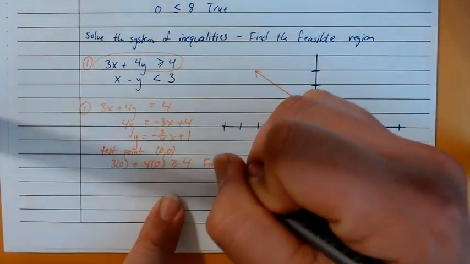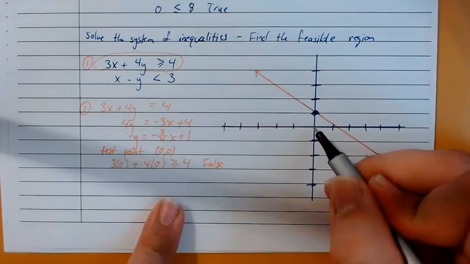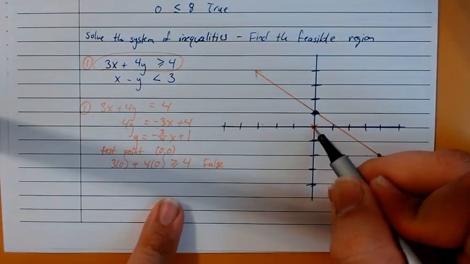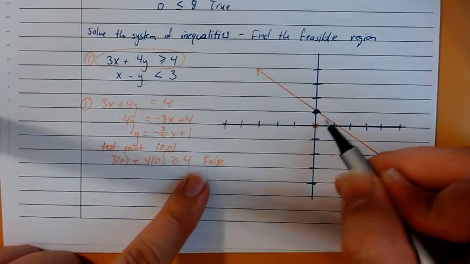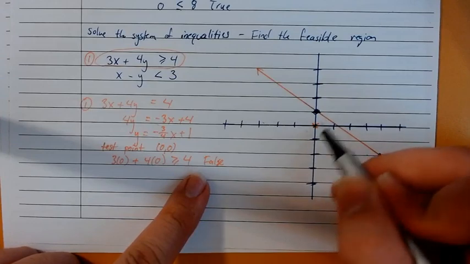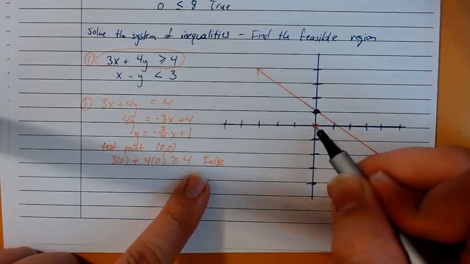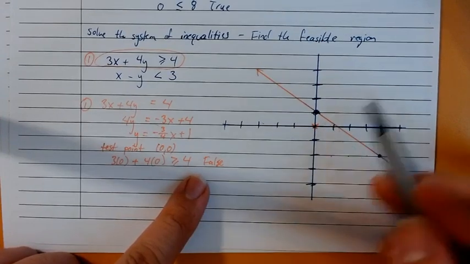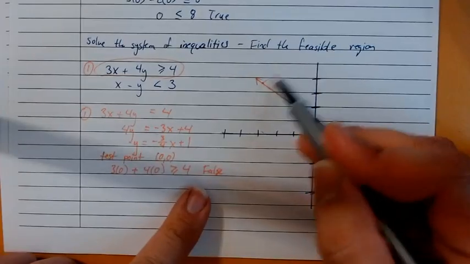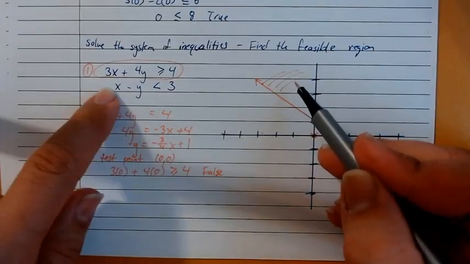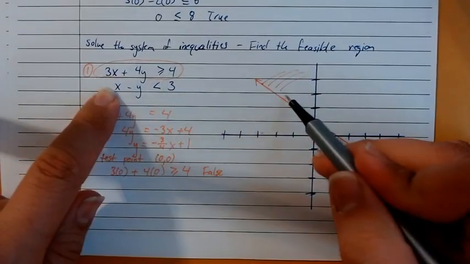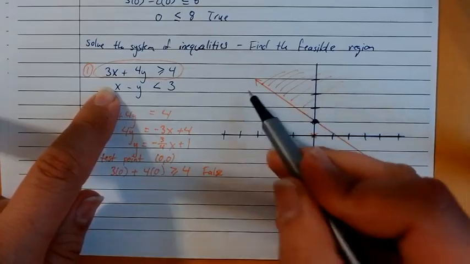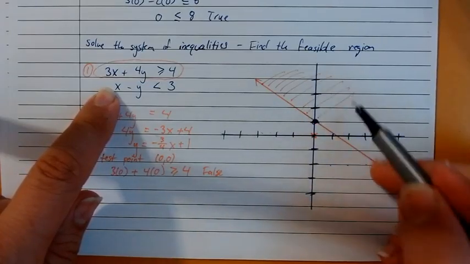That's false. And because that's false, we don't want the side toward the test point because that point doesn't work. Well, then it's got to be all the points on the opposite side. So our solution to our first inequality is all the points that are on this line or up and to the right.